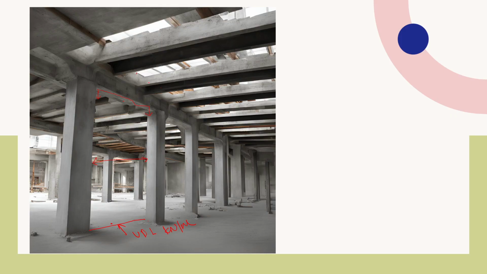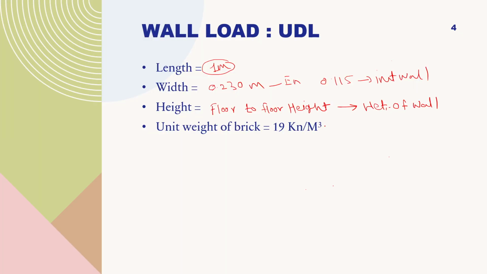Here you can see, floor to floor height is generally 3 meter. But we don't construct the wall up to this level. We construct the wall up to the bottom of the beam, so you have to deduct this beam depth. We are assuming the depth of the beam is 0.45. This is how you can calculate the height of the brick wall.